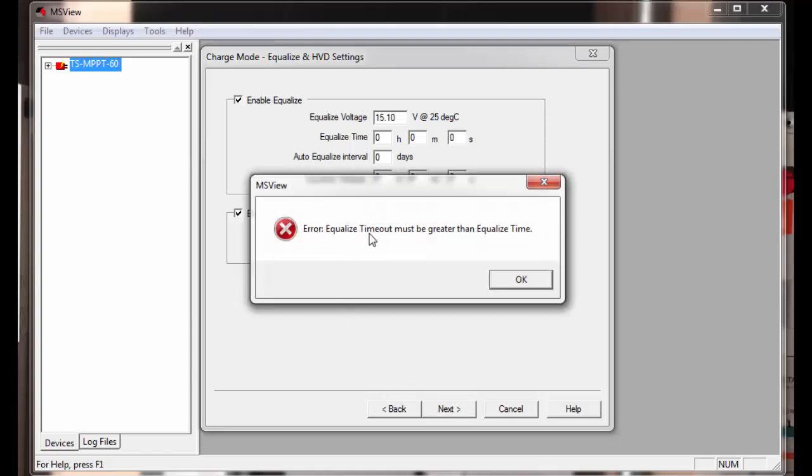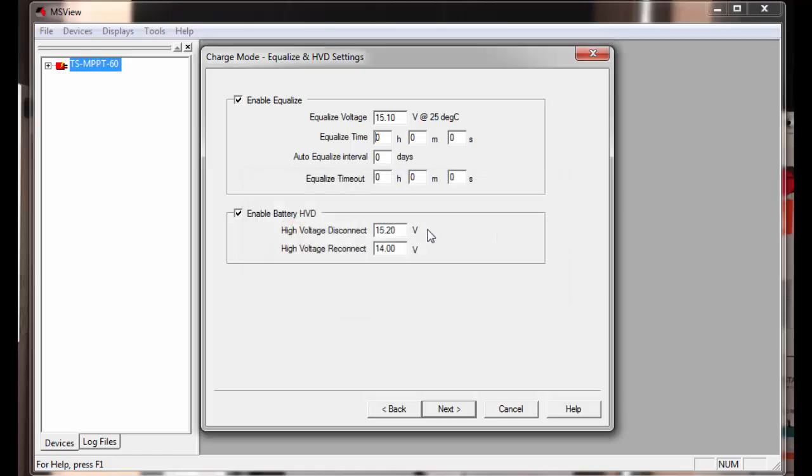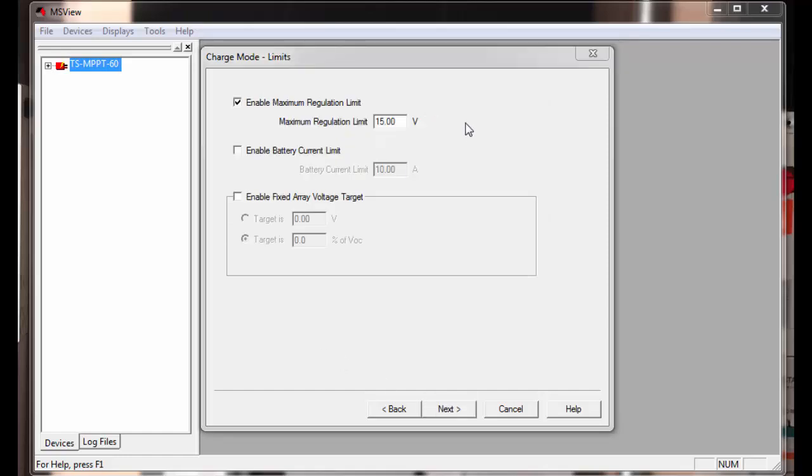So this is an equalize timeout. This is kind of a warning to indicate that your timeout has to be longer than your equalize time, which makes sense, because you don't want it to time out before the equalize time is done. But I forgot that we weren't going to enable equalize. So this is the kind of thing you can do by mistake, and then if you enable equalize and someone manually does equalize somehow, that could be a problem if you enable something that you don't want to. So when you do this custom setting, it's important that you make sure you get everything right, or else there could be problems. So moving on to the next screen, we have the charge mode and limits.